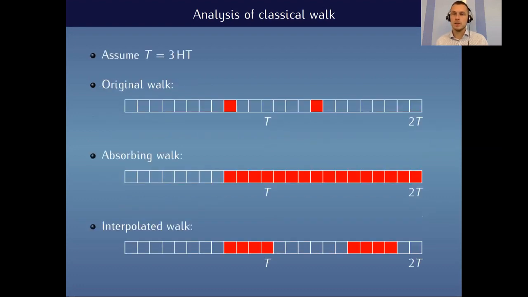And this is where the interpolated walk comes into play, because it allows us to increase the time we spend at each marked vertex. So the closer the interpolated walk is to the absorbing walk, the more time on average we spend at each marked vertex. And by tuning the interpolation parameter, we can ensure that at step t we are at a marked state, but at step 2t we are at an unmarked one.